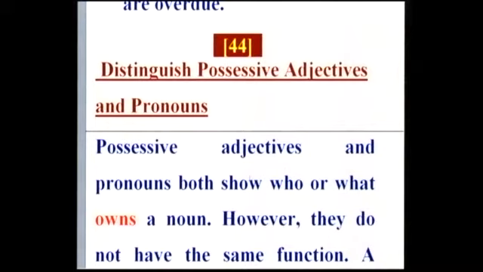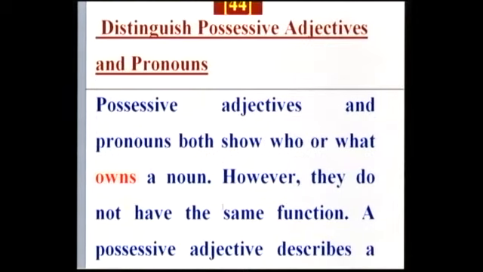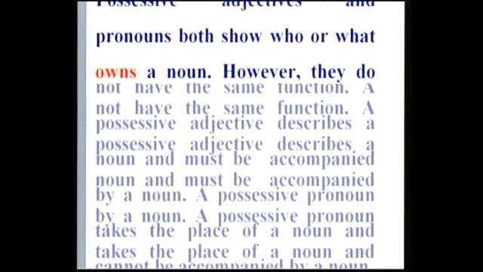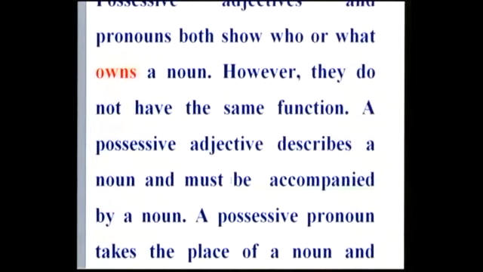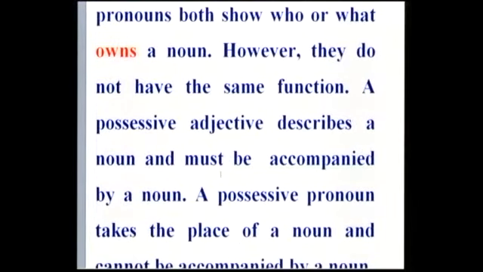Possessive adjectives and pronouns both show who or what owns a noun. However, they do not have the same function. Of course, the function of the noun is different from the function of the adjective, and therefore the function of the possessive pronoun is different from the function of the possessive adjective. Let's see. A possessive adjective describes a noun. You always know that an adjective describes a noun and must be accompanied by a noun. What does that mean? The adjective describes a noun, so a noun must follow it.